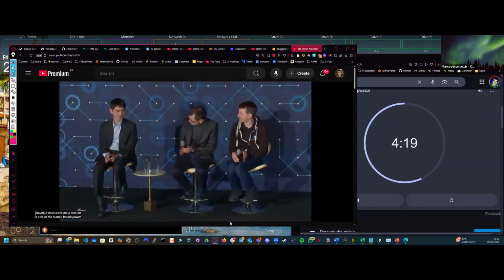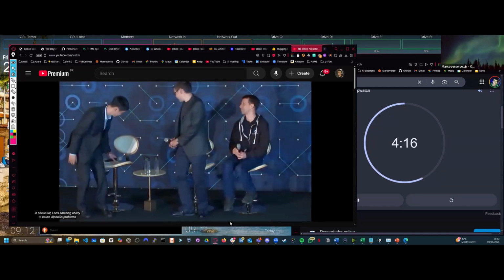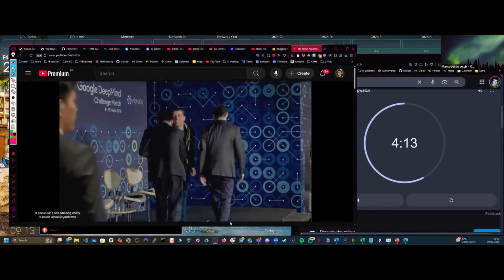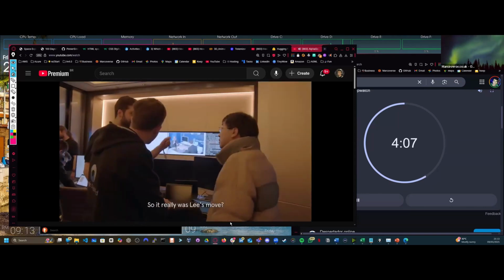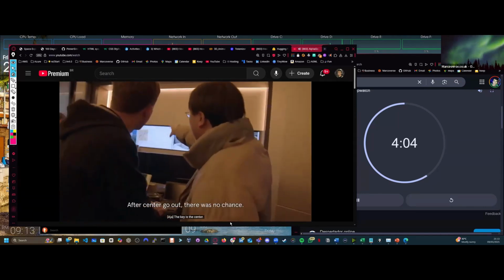Does leave me a little bit in awe of the human brain's power, in particular Lee's amazing ability to cause AlphaGo problems and find something seemingly out of nothing. And so we really want to understand what had happened. So it really was Lee's move. The key is the center. If the center goes on, there's no chance.